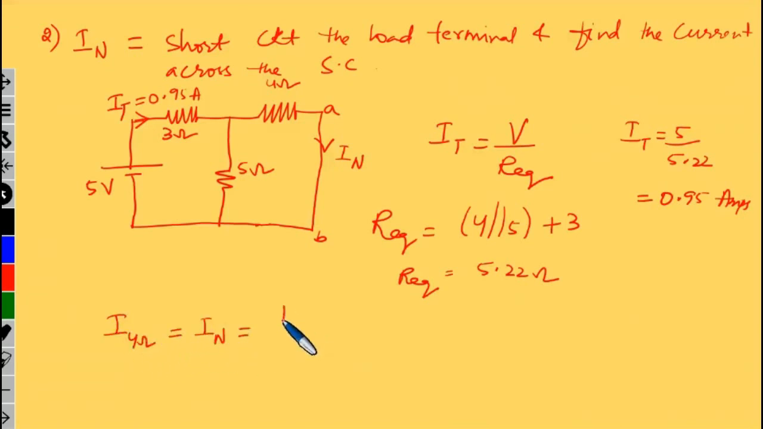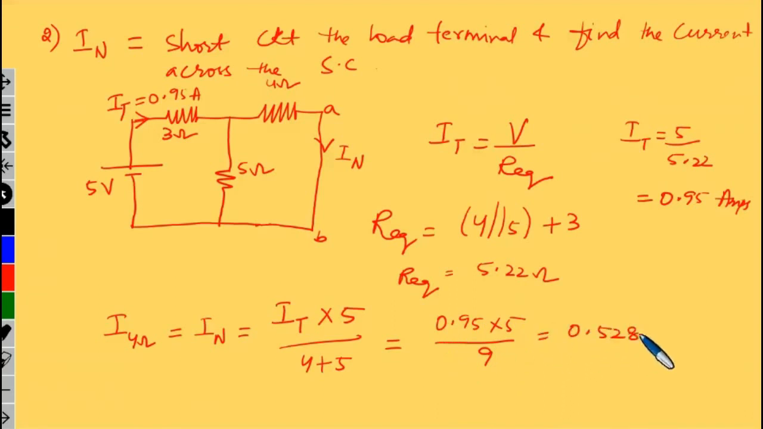It is obtained by using the current divider rule: total current into opposite branch resistance divided by total resistance. What is the total current? 0.95 into 5 divided by 9. So the value of this is 0.528 amperes. So the value of my Norton current is 0.528 amperes.